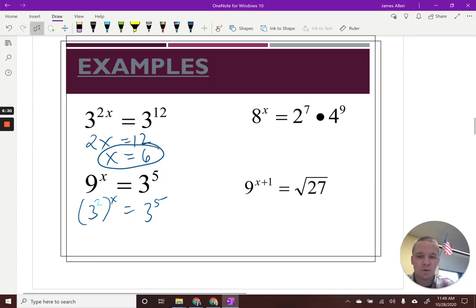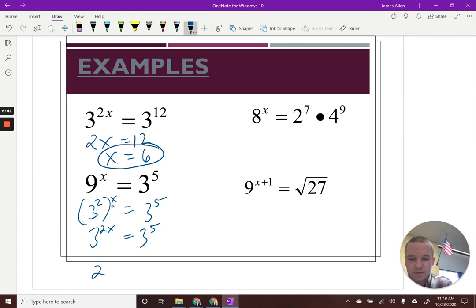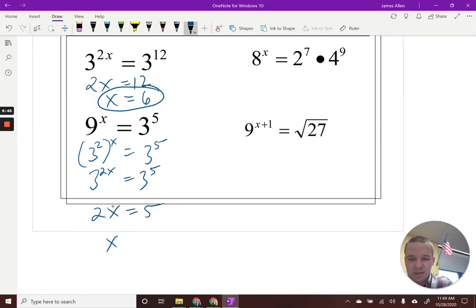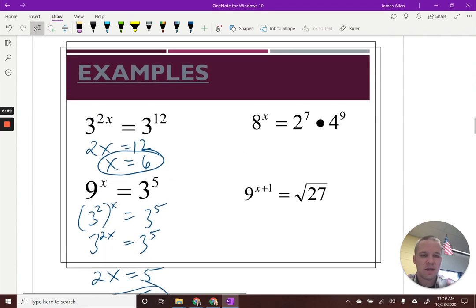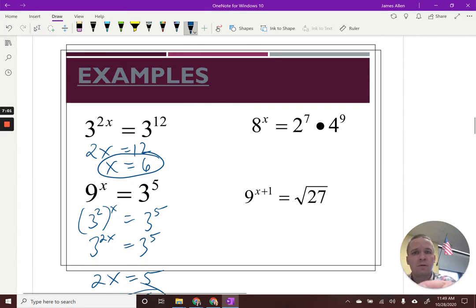And now I'm going to deal with the exponent rules. Power to a power, you multiply. So I have 3 raised to the 2x equals 3 to the 5th. Now I have like bases. I can set the exponents equal to each other. 2x equals 5. So I get x equals 5 over 2, or 2.5. Done. Okay? Again, I like to write in parentheses what the equivalent of 9 is with a base of 3, then deal with my exponents. Otherwise, I feel like it's easy to make a mistake. Maybe that's just me. No, not just me.